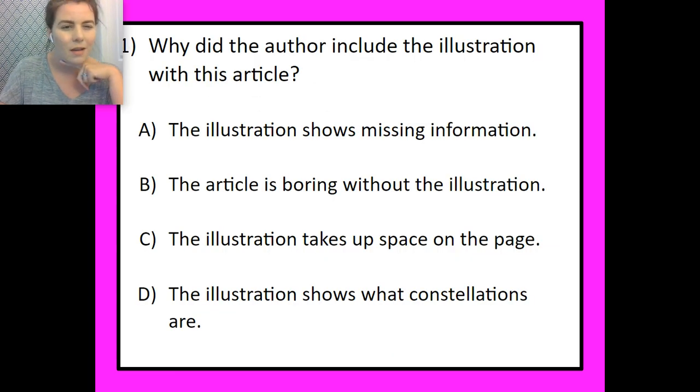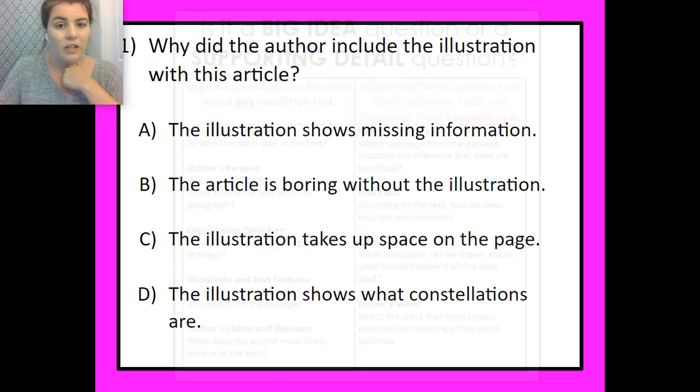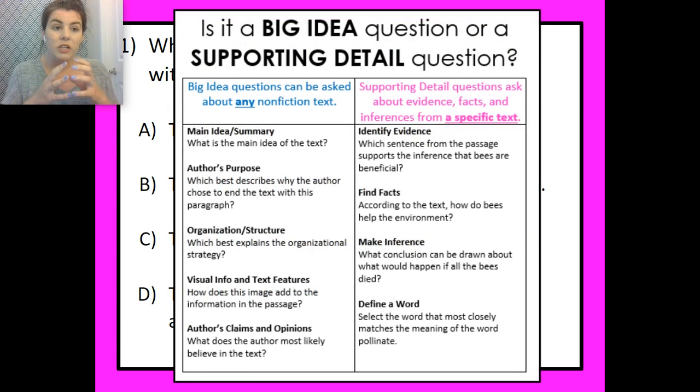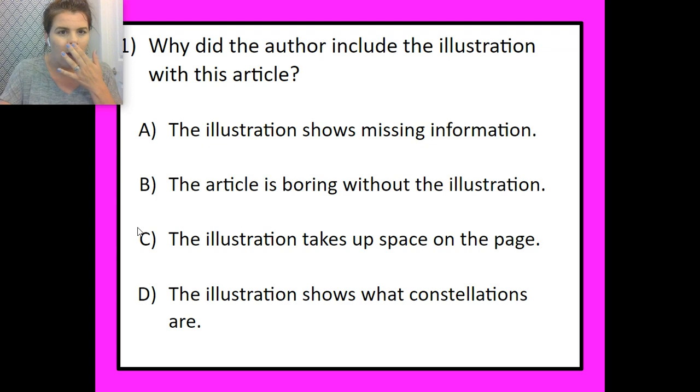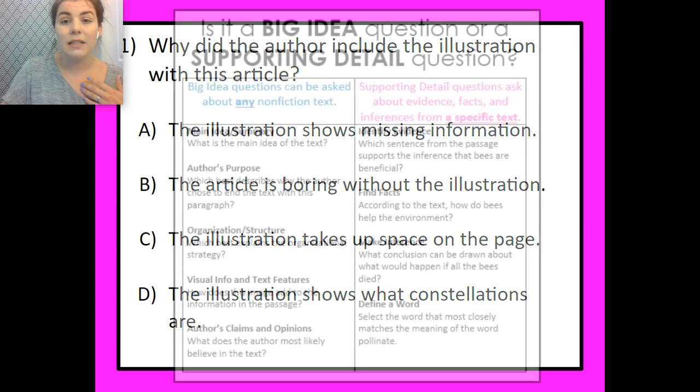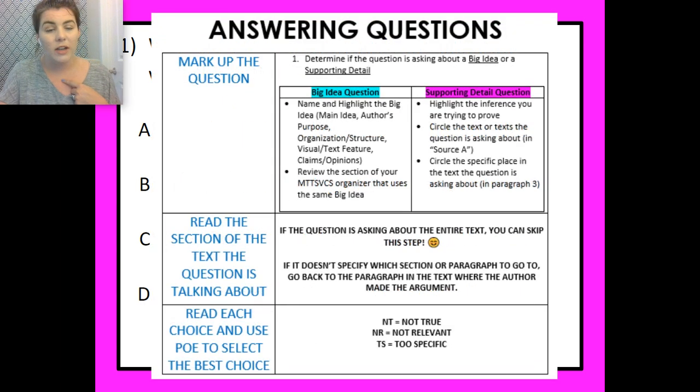All right. So first thing we have to do is say, is this a big idea question or a supporting detail question? Remember, big idea questions are questions that can be asked about any text. And supporting details are questions about a specific text. So what I'm seeing here is visual info and text features. How does this image add information to the passage? What was the question again? Why does the author include this illustration? So this to me is sounding like a big idea question.